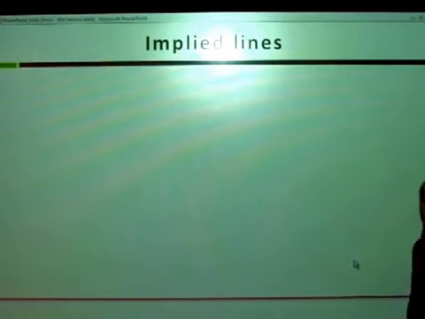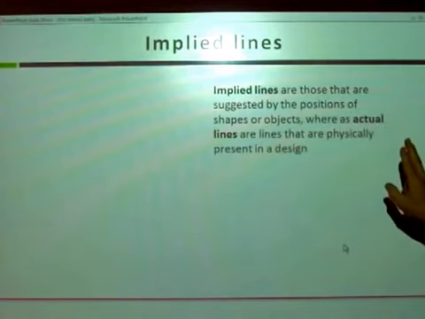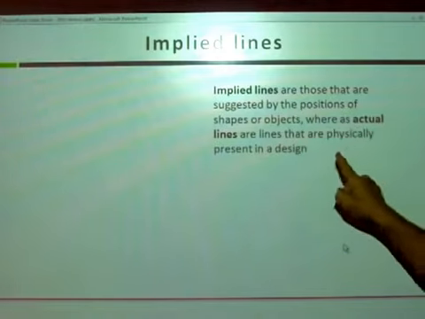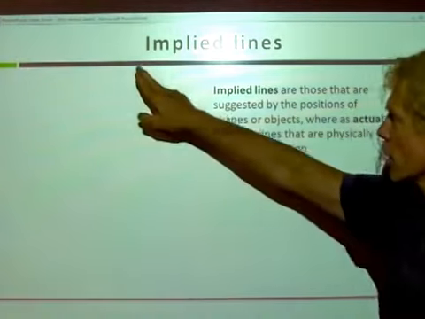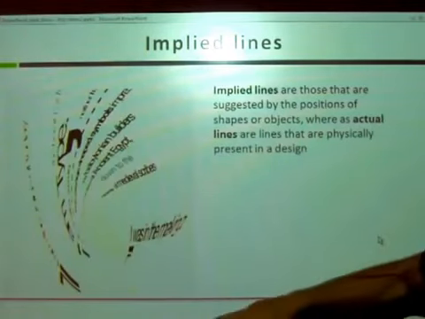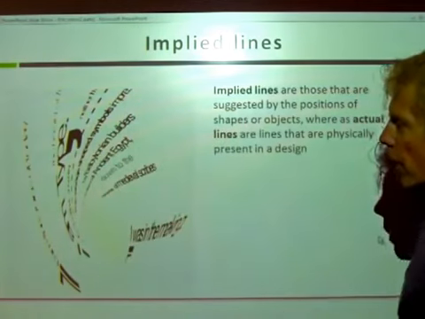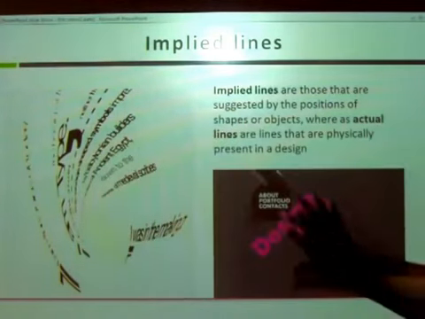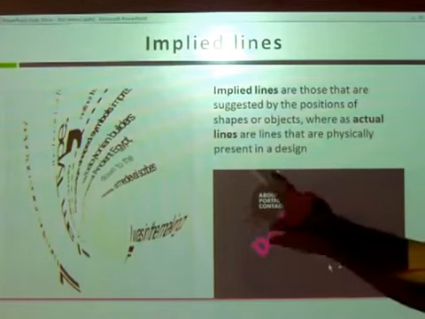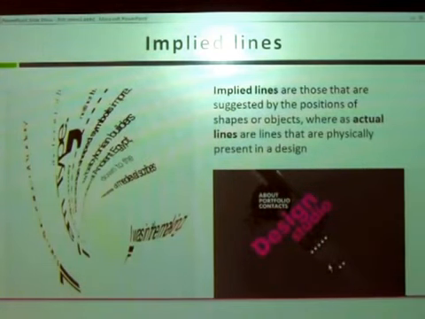Implied lines. An implied line is one that is suggested by the positions of shapes or objects, whereas actual lines are lines that are physically present in a design. This is an actual line. This is an actual line. These are implied lines. The shape of the words imply the fan-like motion and the fan-like shape. In this piece of work, the words are used to define that space: circular, rectangular, narrow, almost arrow-like.